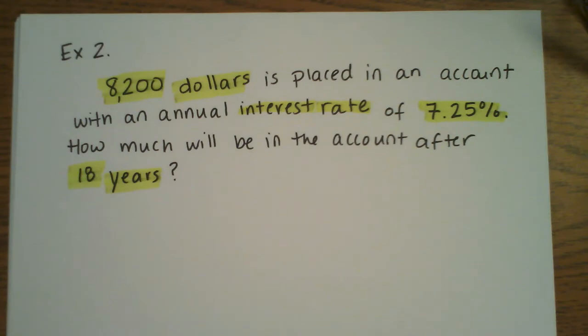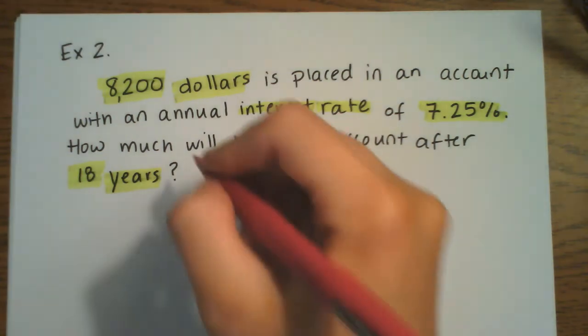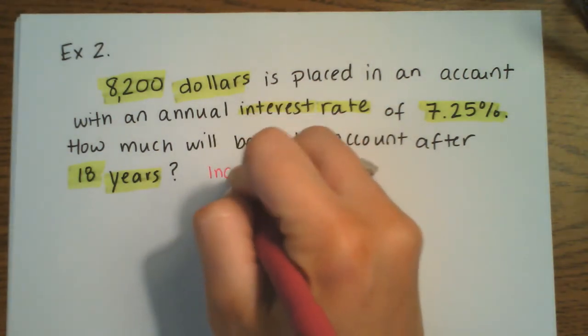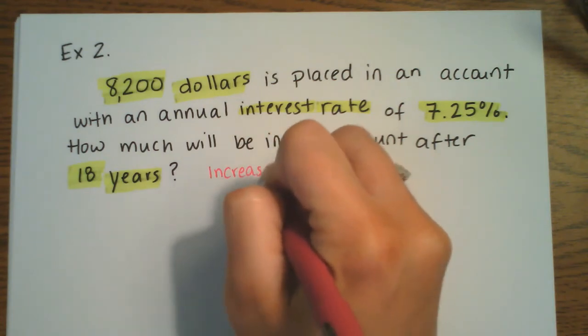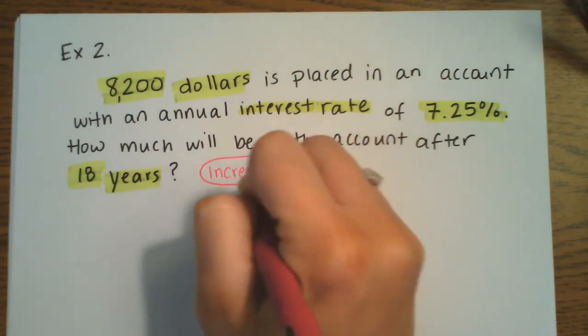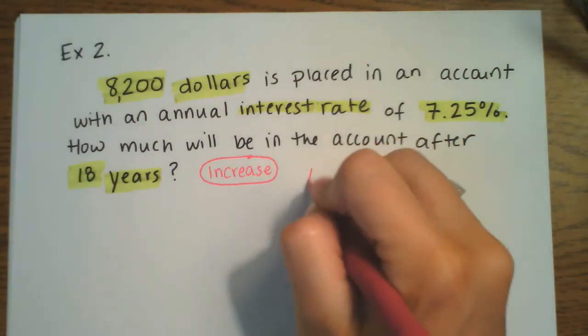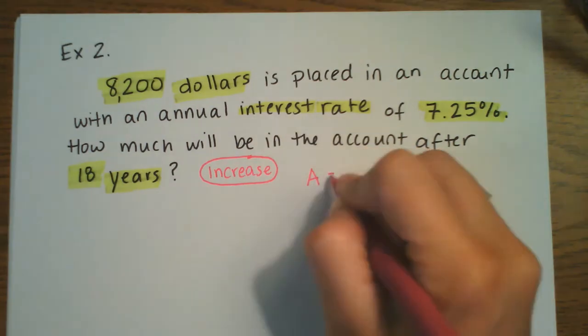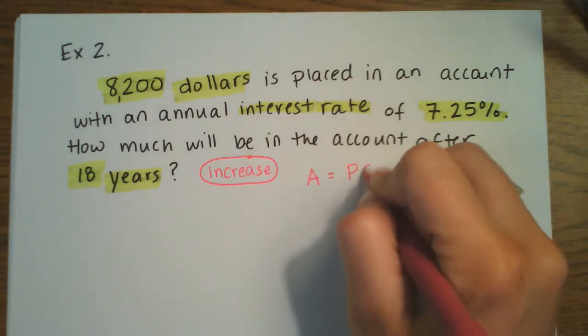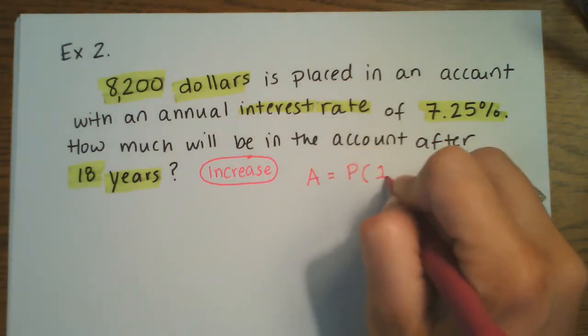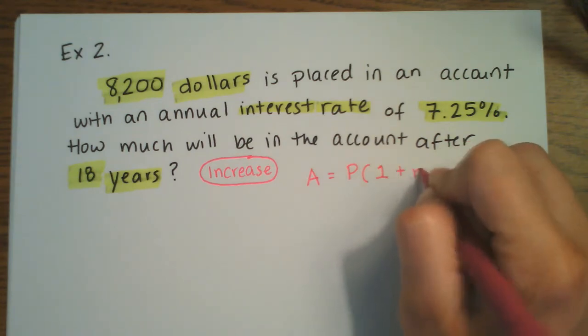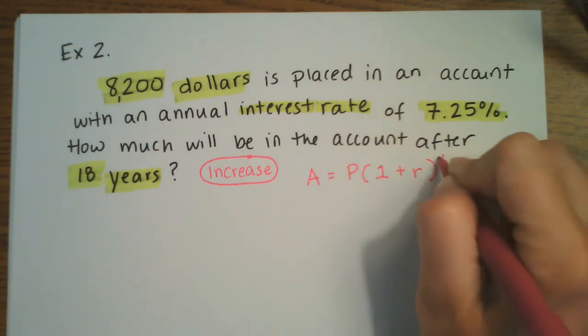Oh, so we're going to increase. Yes, this is an increase. I know they don't specifically say it, but this is an increasing example. So again, we're using that formula: A equals P parentheses 1 plus R to the T.